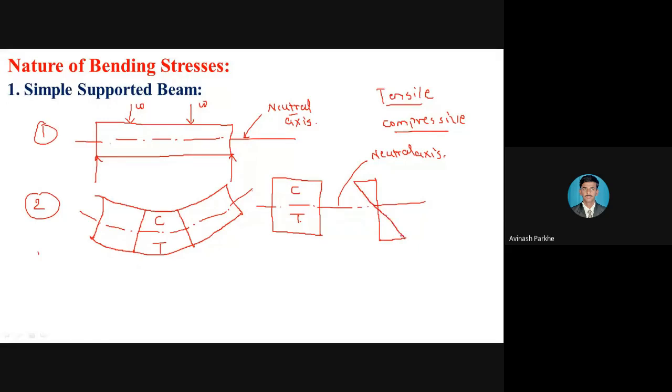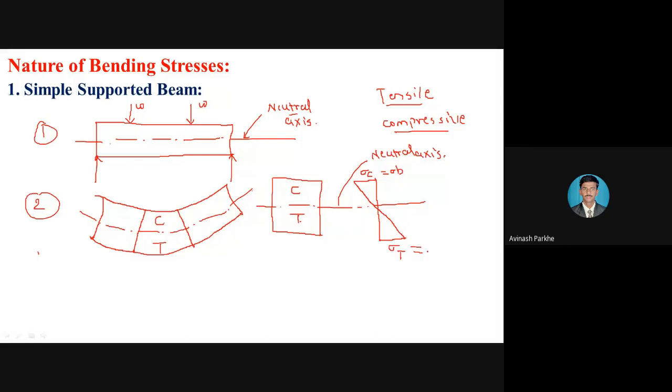अप्पर पोर्शन काय आहे, सिग्मा, म्हणजे हा झाला सिग्मा सी. बॉटम पोर्शन काय, सिग्मा टी. हा सिग्मा सी म्हणजेच हा एक प्रकारचा बेंडिंग स्ट्रेस आहे, लक्षात ठेवा. म्हणजे सिग्मा बी झाला. सिग्मा टी म्हणजेच हा पण एक प्रकारचा बेंडिंग स्ट्रेसेस आहे, म्हणजे तो झाला सिग्मा टी.